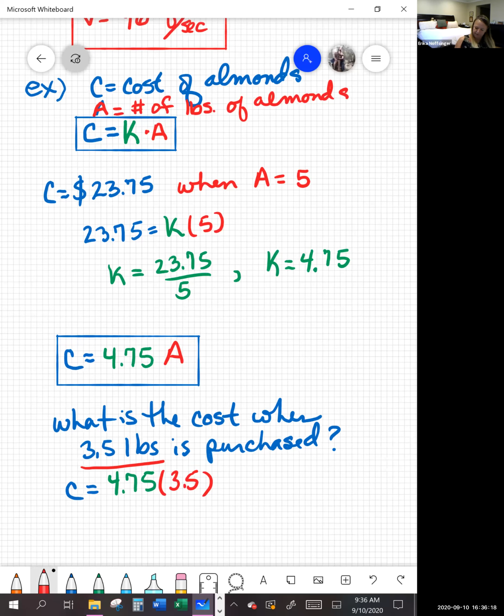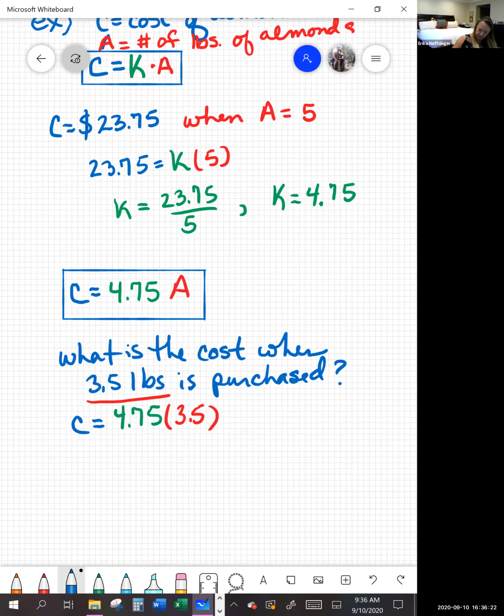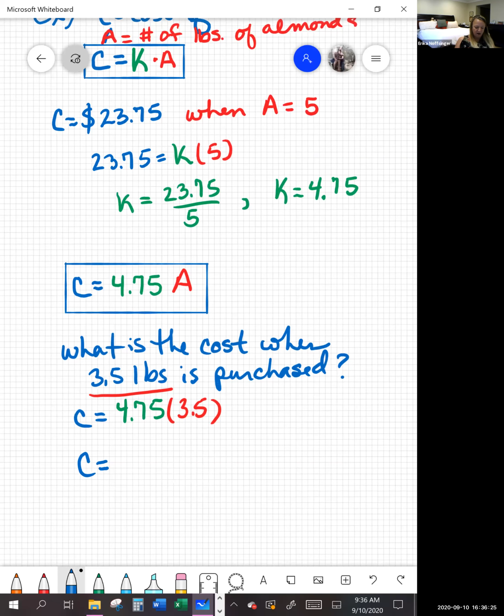gives us, and I'm going to round to the nearest cent. So it's $16.625. So the 5 is going to round up that 2 to a 3. So it's going to be 63 cents. Okay, so the cost is $16.63 for 3.5 pounds of almonds.